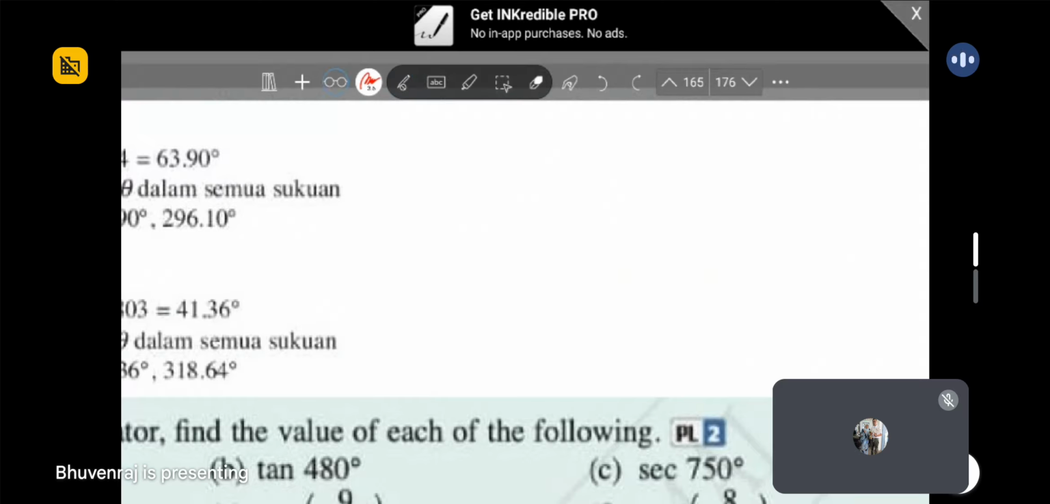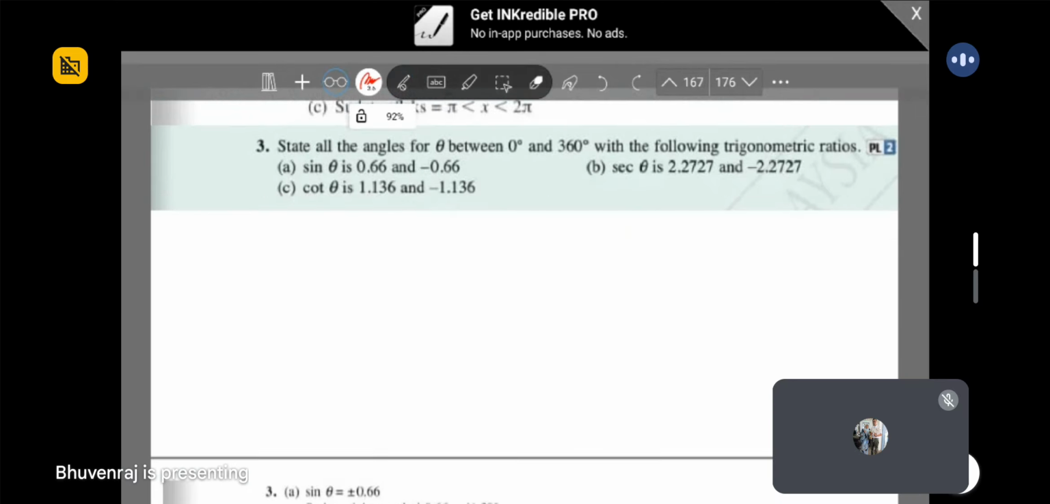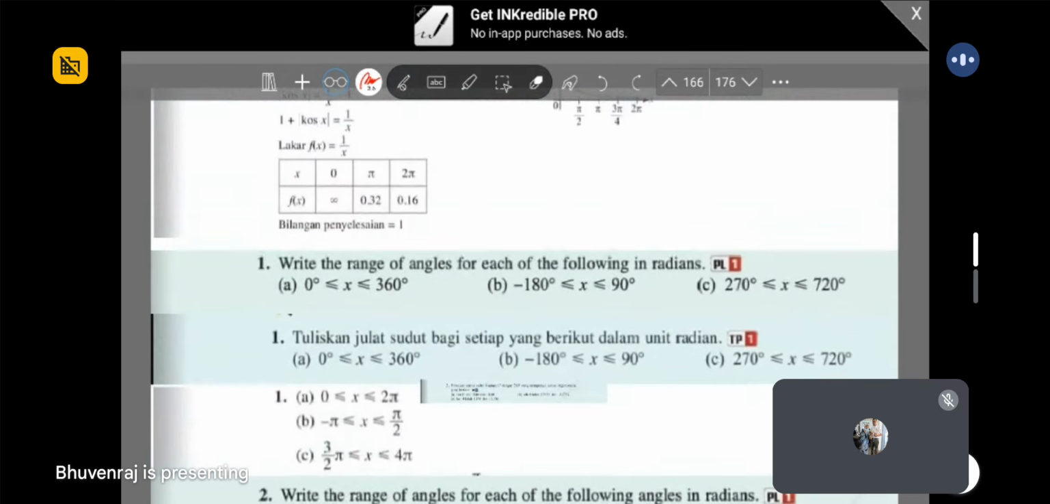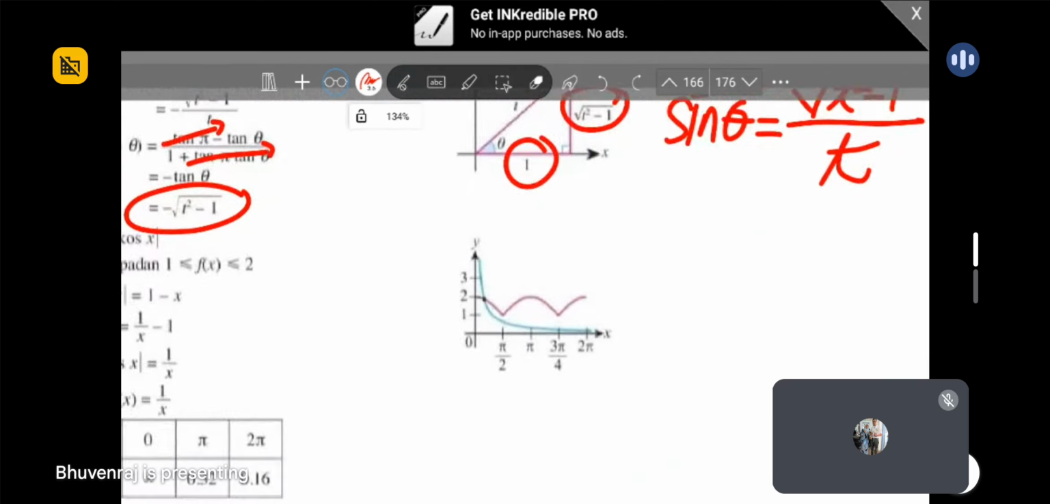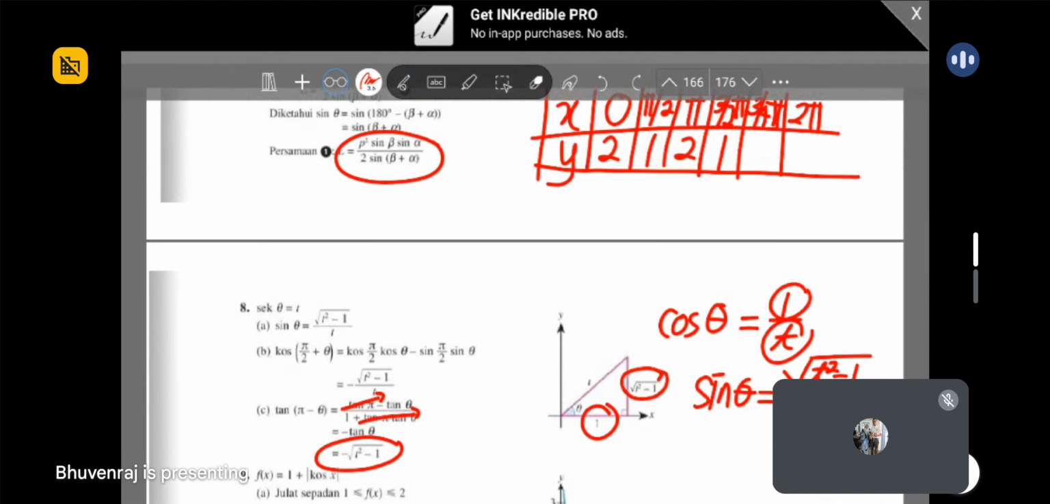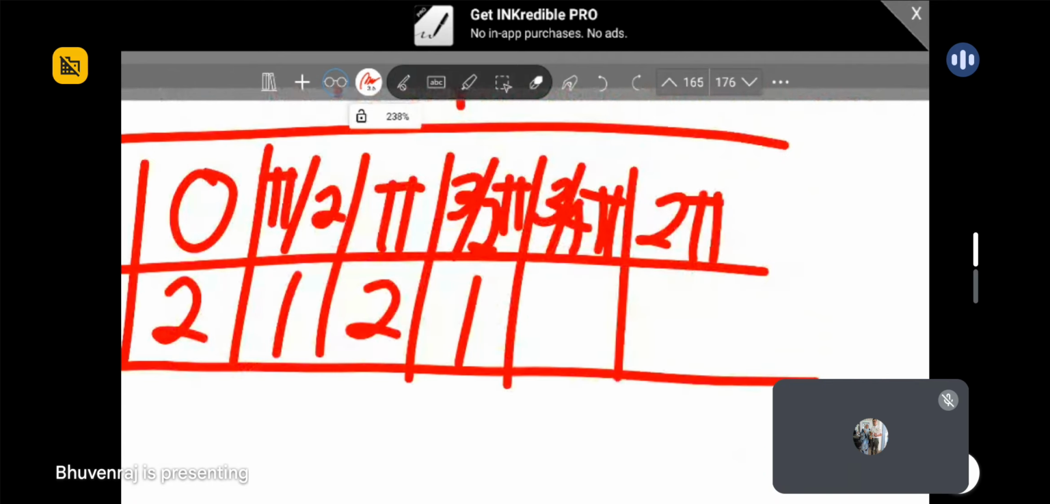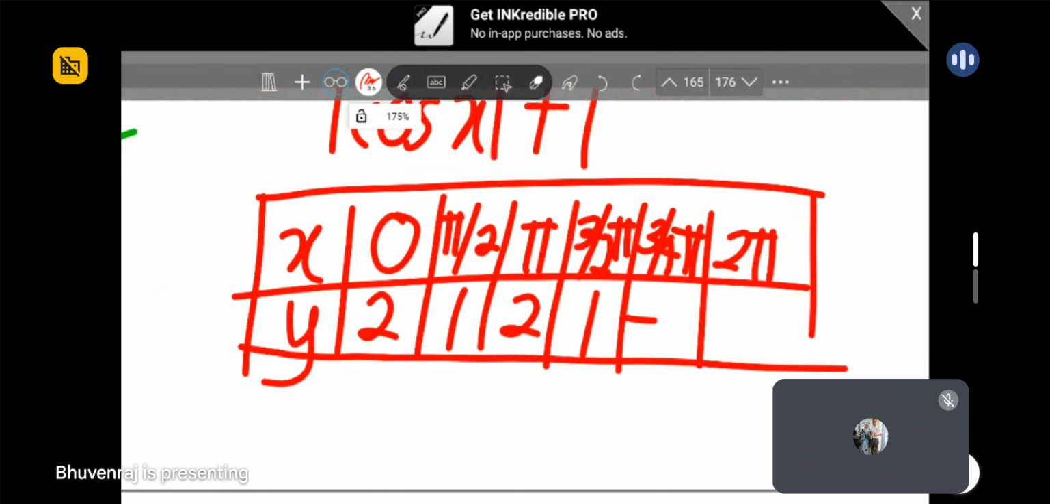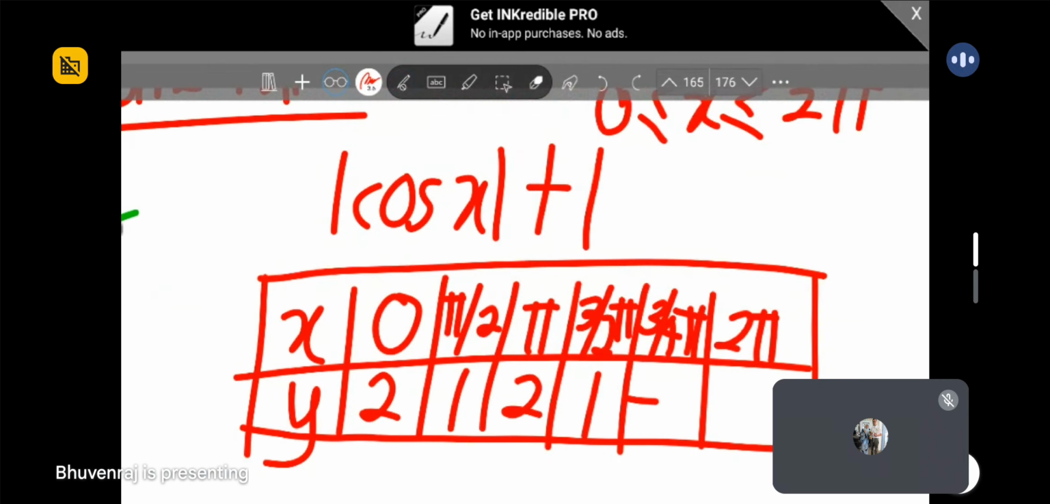So you no need to actually plot this. Tak perlu plot nombor-nombor yang perpuluhan punya because it's a bit confusing. Okay, so you can actually wait. Where's my table? All right. Okay, so this one you no need to plot. It's okay. So you just sub x equal to 360. Cos 360 plus 1, 2.